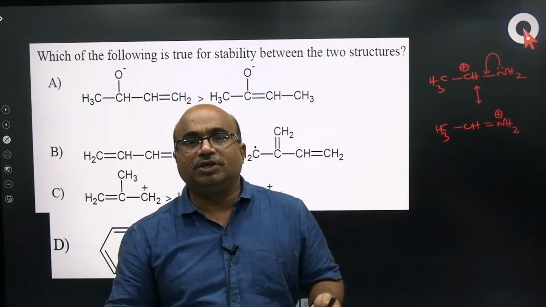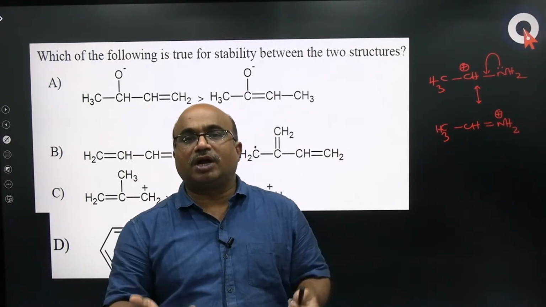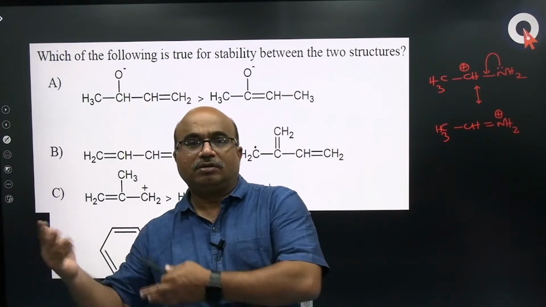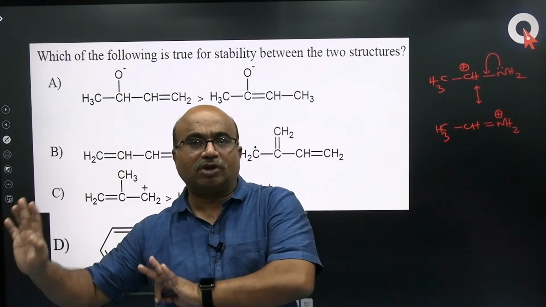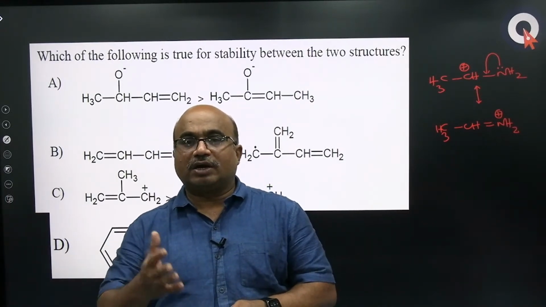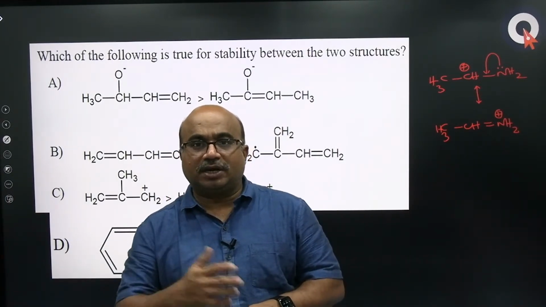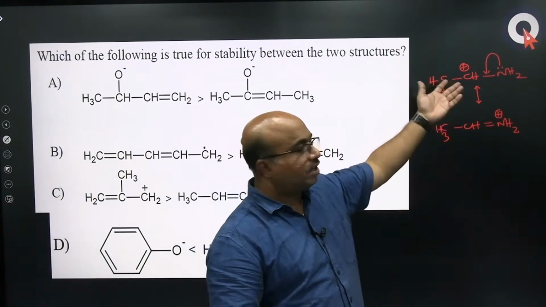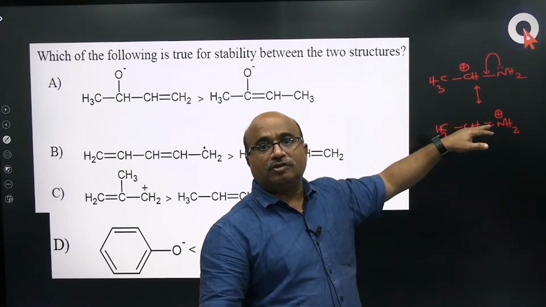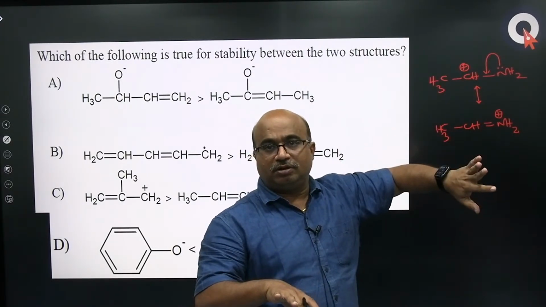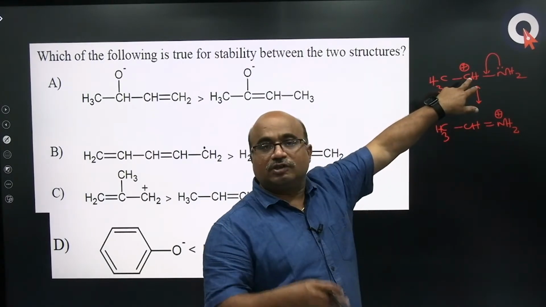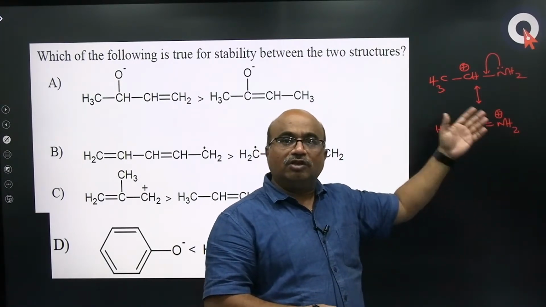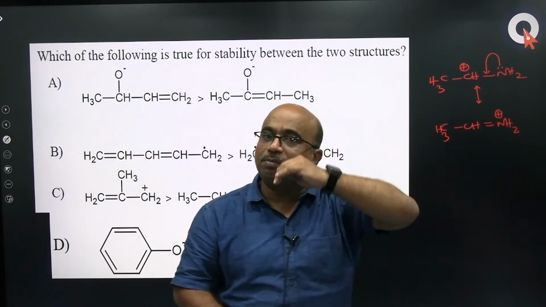If it is a positively charged species, the electropositive atom should have the positive charge and the electronegative atom should not have the positive charge. Sorry, the electropositive atom having a positive charge is better than the electronegative atom having a positive charge. If both these structures have an octet, then this structure is less stable and this structure is more stable. But here this has 6 electrons, this has 8 electrons. So this one is more stable even though the nitrogen has a positive charge.